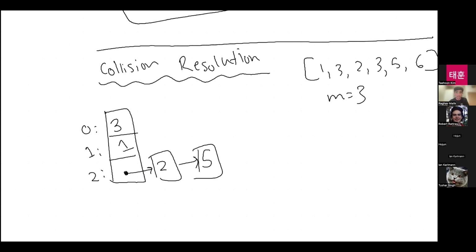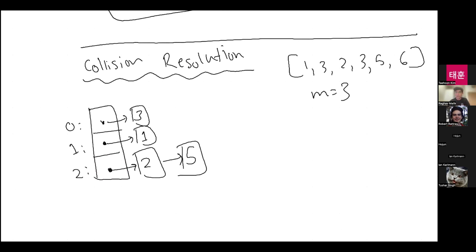If I'm making these linked lists, I should make all of them linked lists. This is a linked list that contains 1. This is a linked list that contains 3, right? So I've inserted my 5, which is good. I look at 6, this hashes to 0. So I go back over here. I've already got something. So I just add the 6.